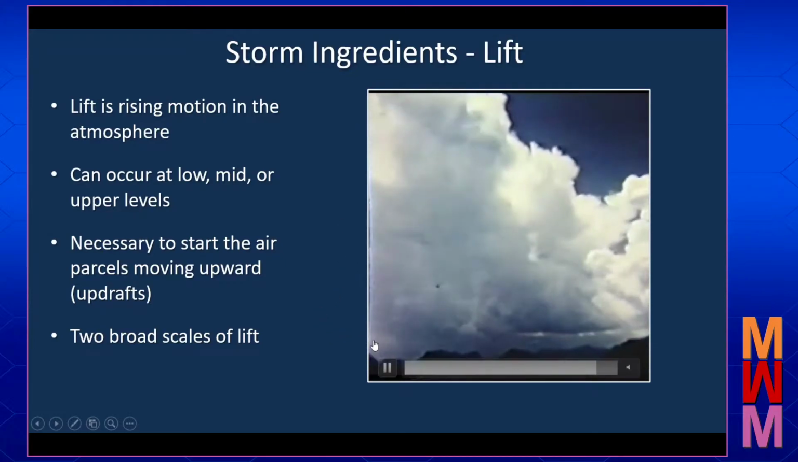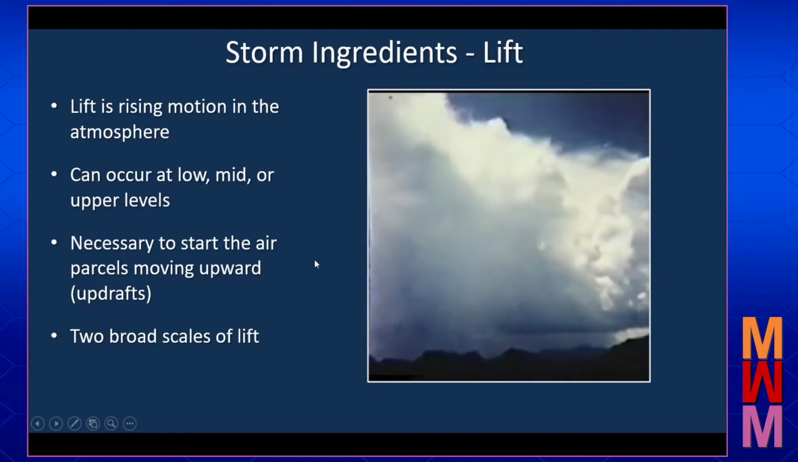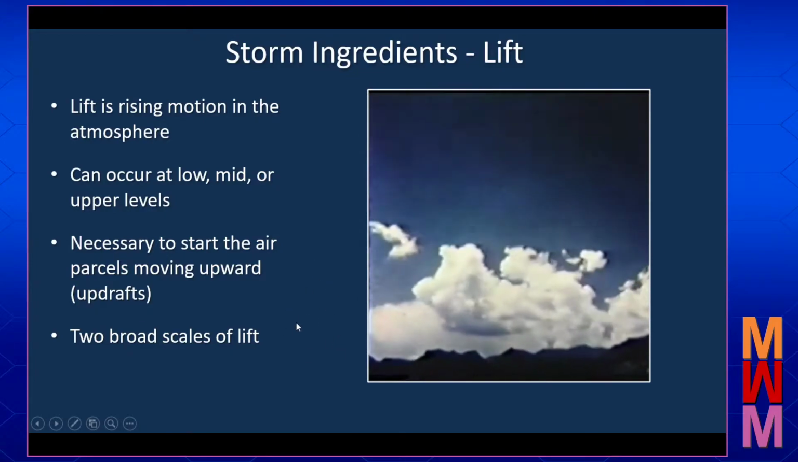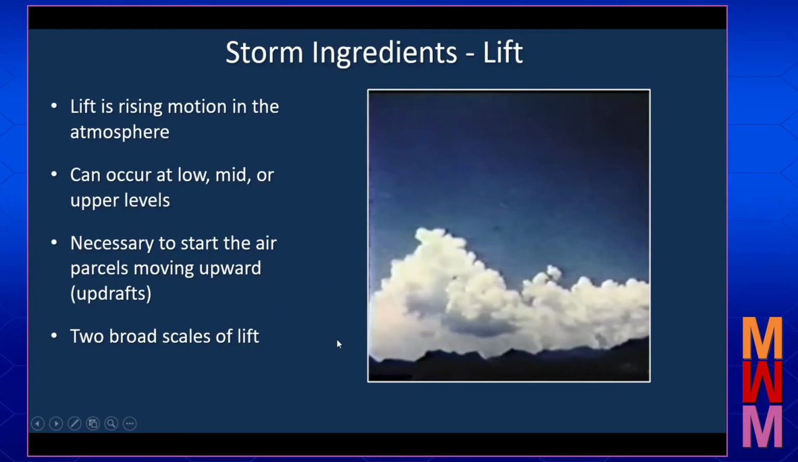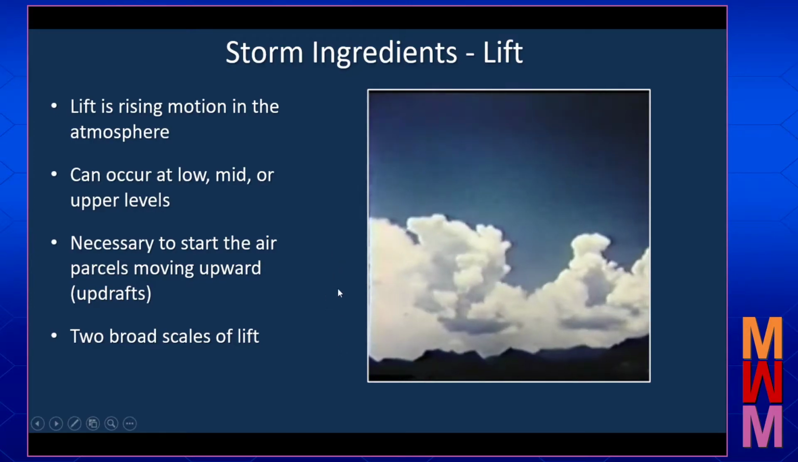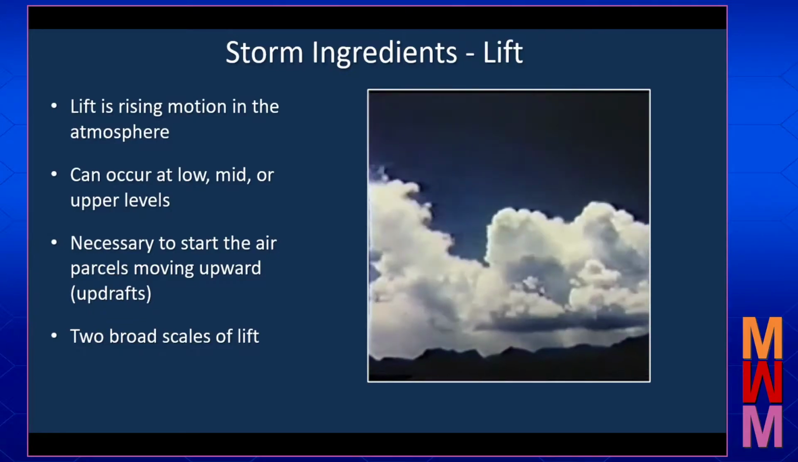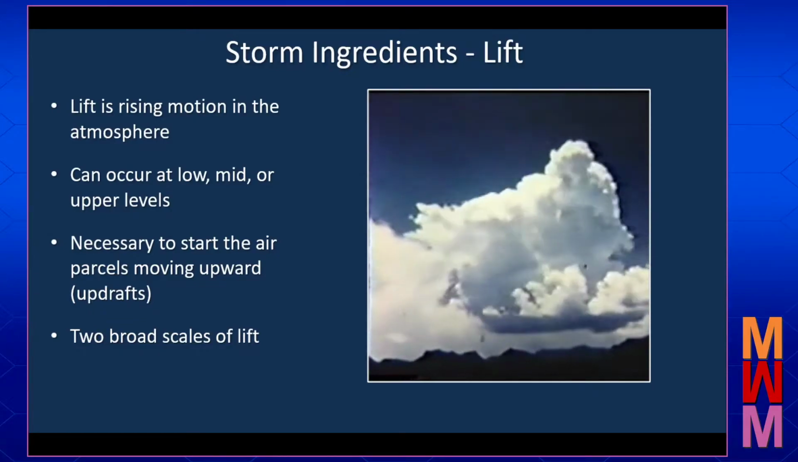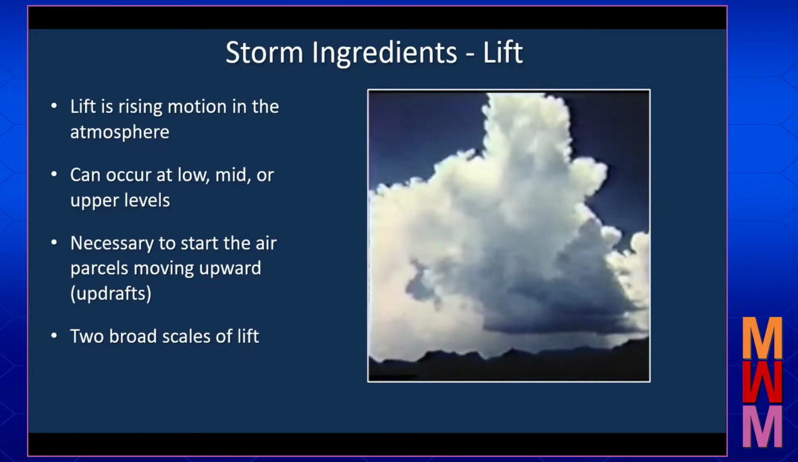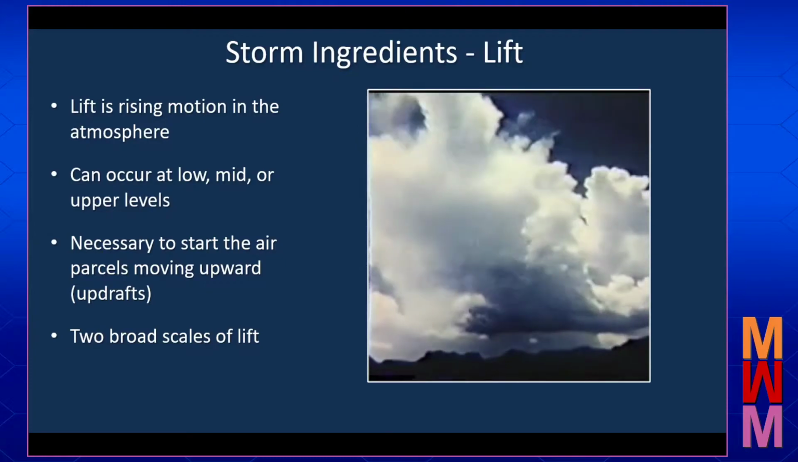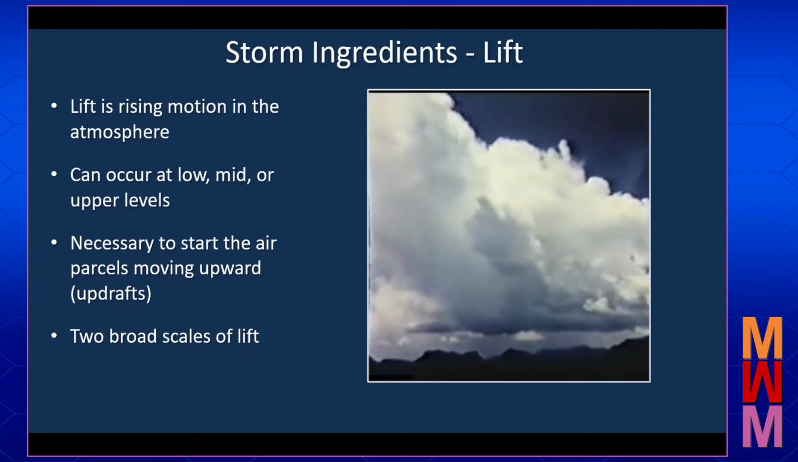This lift is necessary, though, to get the air started upward, the air parcels or the air blobs started upward, and then those upward moving air parcels can go on and form the updrafts, the upward moving air currents that we find in the thunderstorms. There are two broad scales of lift that we'll talk about.